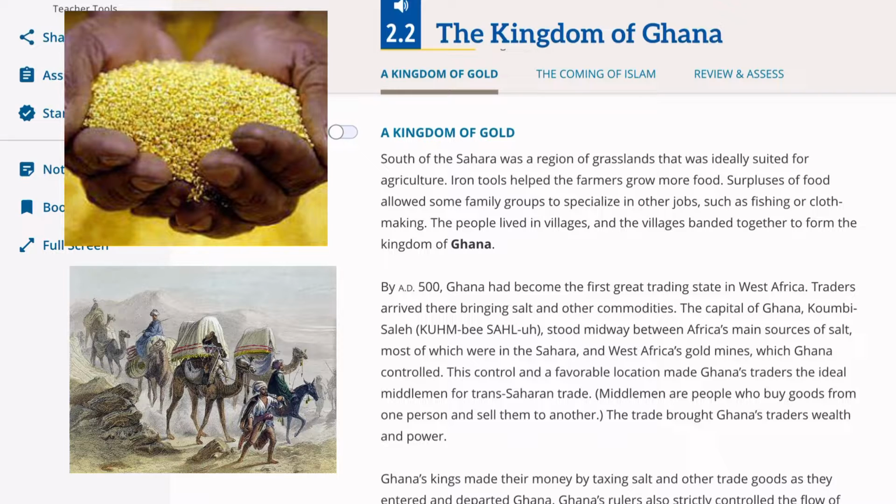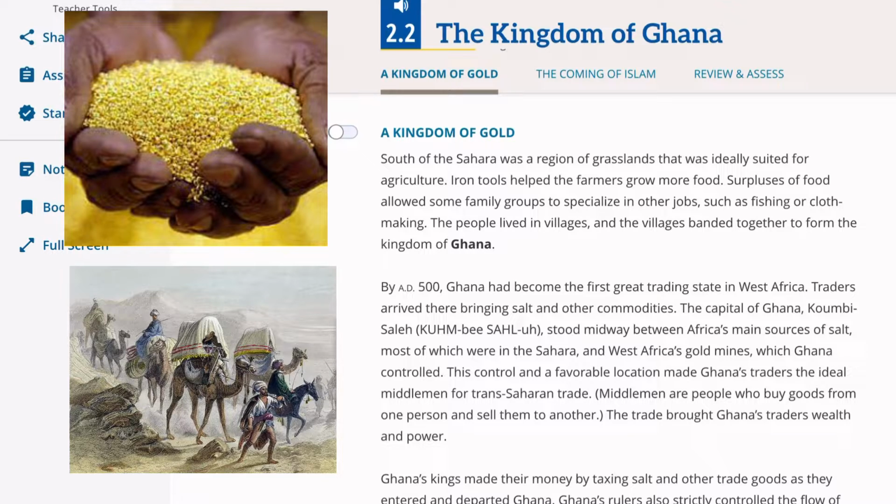Ghana's kings made their money by taxing salt and other trade goods as they entered and departed the kingdom. Ghana's rulers also strictly controlled the flow of gold. All gold nuggets automatically belonged to the king, and only gold dust could be traded. These rules ensured that gold remained scarce, which kept gold prices high. So if there's a high demand for something and it's rare, it becomes expensive.